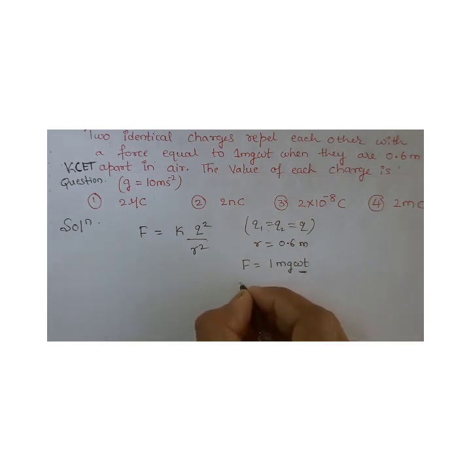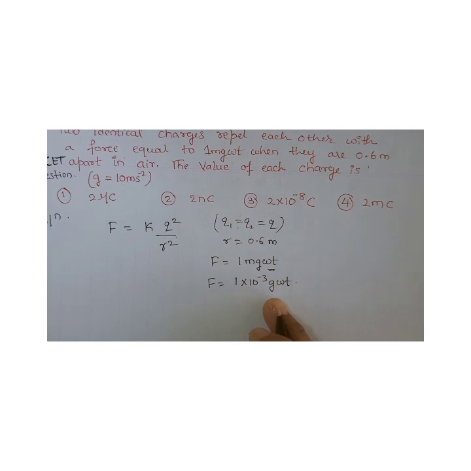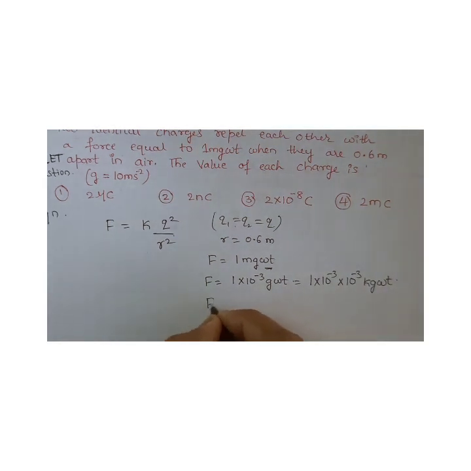In first year you learned this, but anyhow, once again: 1 milli means 10 raised to minus 3 gram weight. Okay, gram you have to convert into kg. So 1 gram is equal to how much? 1 by 10 raised to 3 kg. So nothing but 1 into 10 raised to minus 3 into 10 raised to minus 3 kg weight. Correct. So F equals 10 raised to minus 6 kg weight.